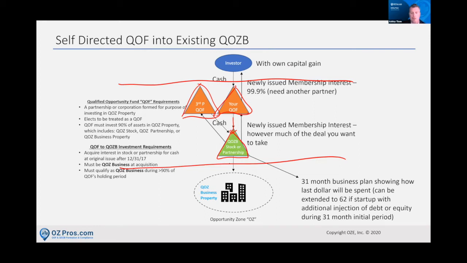Now, the other piece, and this is something you've got to be careful with, is that if you drop your money into your own QOZB, you can't then make an investment into another QOZB. That's not going to work either, because once again, that's going into the basement of your two-story house. Basements and ceilings, no go. First and second floor, you're good to go.